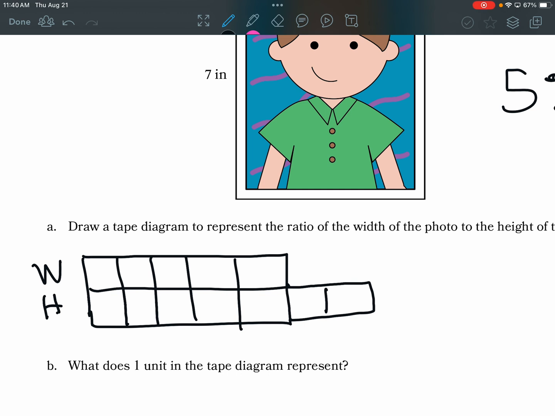Art is not my strong suit. Can you tell? A little bit? Yeah. I'll try to make it a little bit neater. That's a little better. All right. 5 and 7. So my width was 5 inches and my height was 7 inches, right? So what does each box equal?